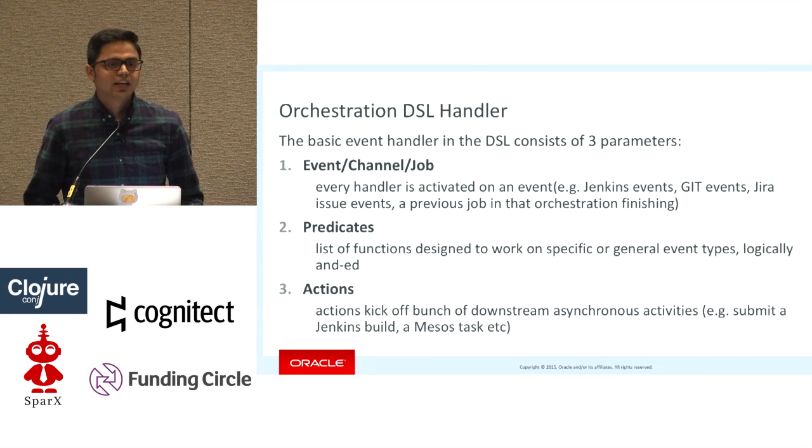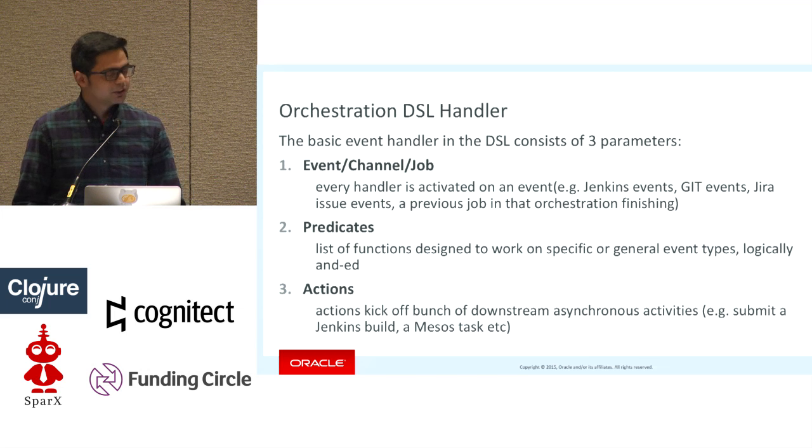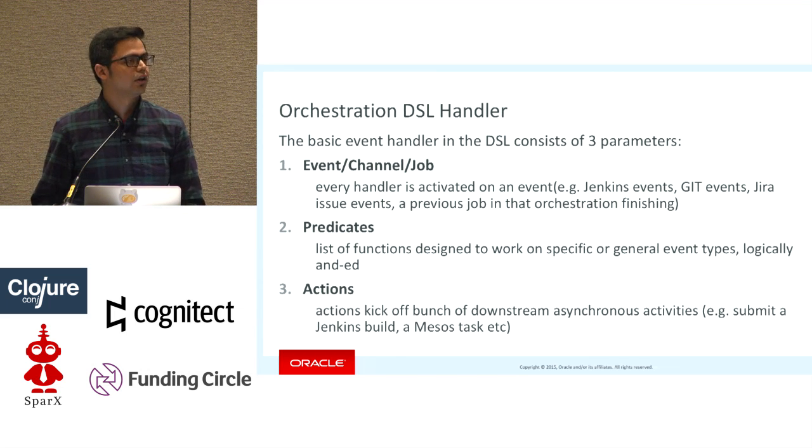Now, what is the basic event handler definition that we provide? Most of our basic event handlers are composed of three parameters. The first is the event, or the event channel, or a specific job. Every handler is activated when an event arrives and matches the event that you declare in your handler. The second element is predicates, which are a list of functions designed to work on the events.